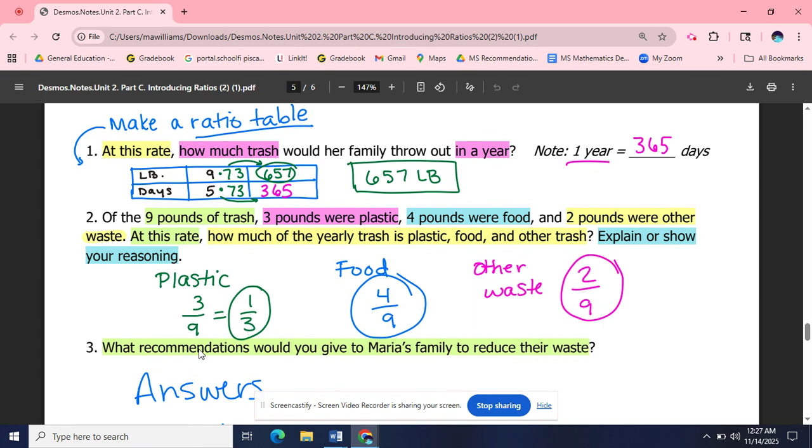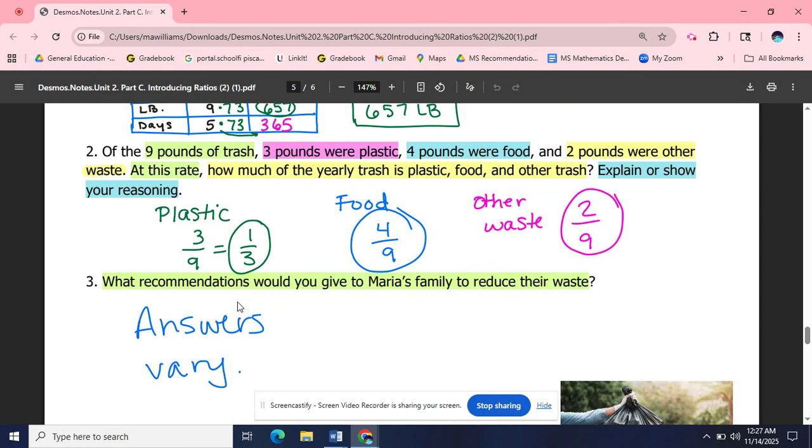What recommendations would you give to Maria's family to reduce their waste? So answers can vary. You could write some things like you could switch, instead of plastic, to recyclable items.